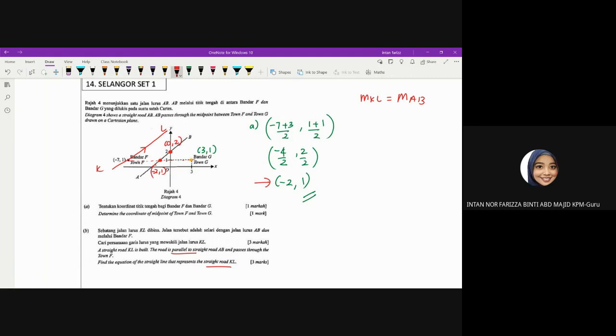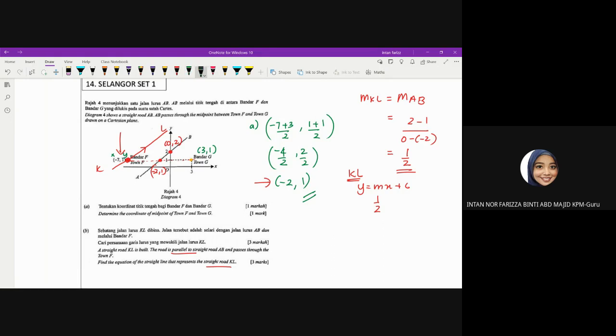Alright, so let's find the gradient. What do we do? 2 minus 1 over 0 minus negative 2. No need to get a headache, just press the calculator carefully. It is 1 over 2. Then, to find the equation of a straight line, we have to use y equals mx plus c. Which equation is this? KL. We know the gradient, right? So we put the gradient here. Is there any point that lies on the line KL? There is, which is negative 7, 1. So this one becomes our x, this one becomes our y.